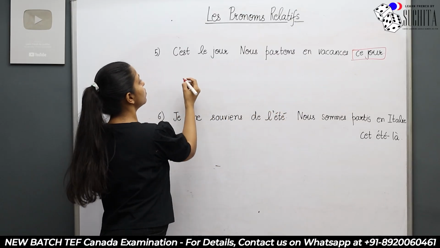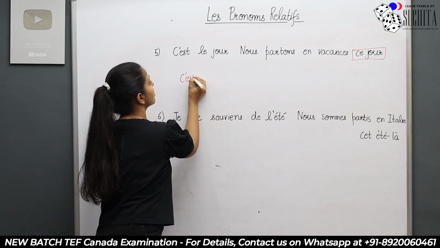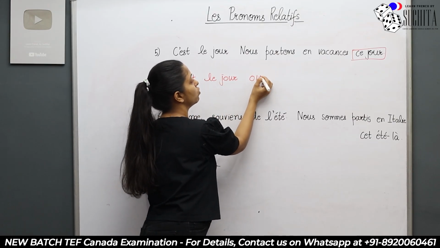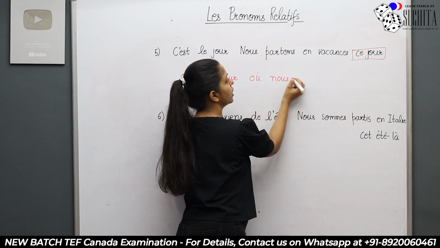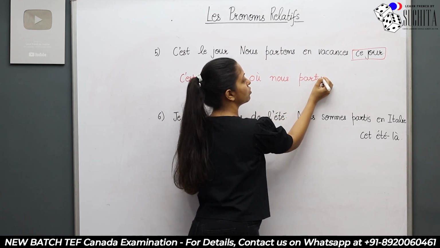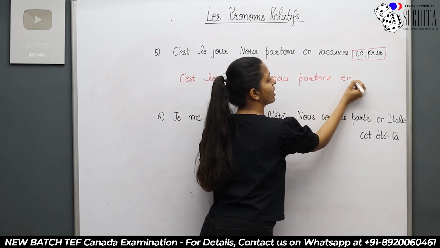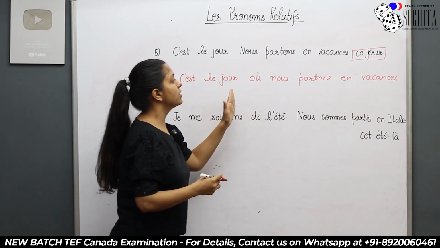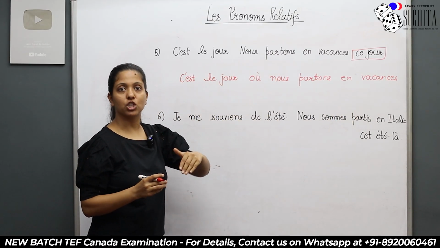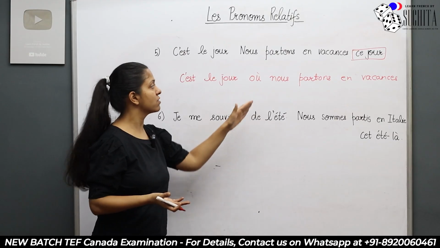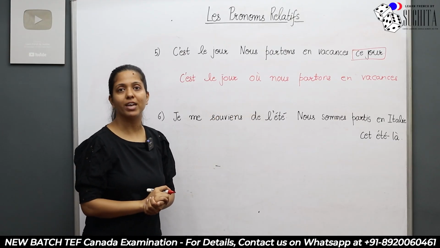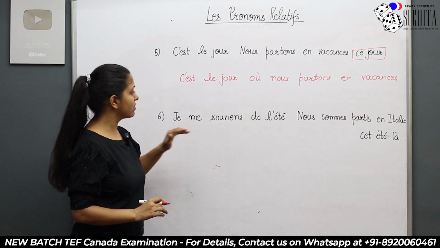So if you want to join the two sentences, that will look something like this. C'est le jour où nous partons en vacances. And the English meaning would be, this is the day when we are leaving on vacations or where we are leaving on vacations. Basically, où can take the meaning of where as well, où can take the meaning of when as well, right? Let's look at this example.